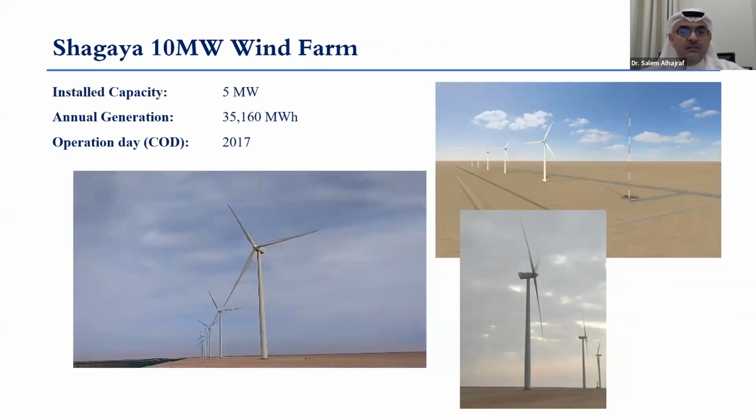The second plant commissioned in 2017 was the wind farm. It was 5 megawatt, consisting of 5 towers. Each tower consists of a 2 megawatt generator. The annual generation was 35,000 megawatt hour per year. By the way, both targets of PV and wind have already been exceeded over the last few years.